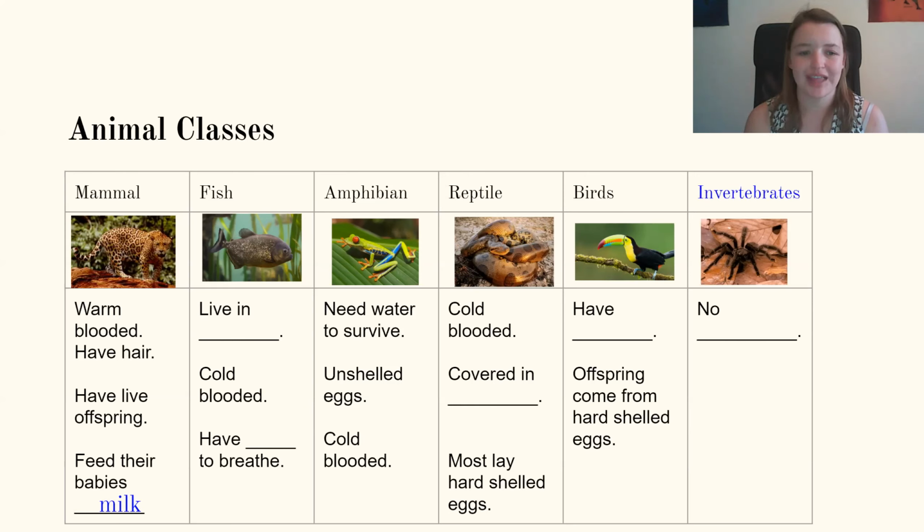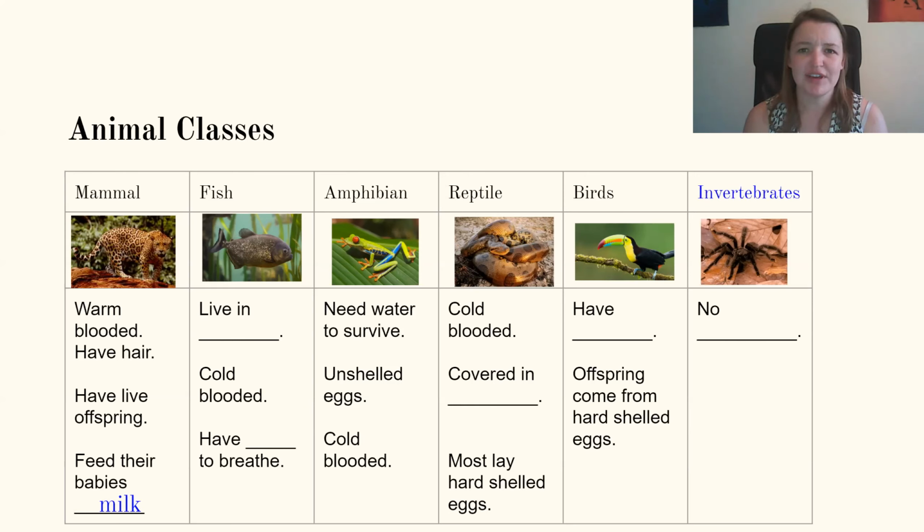Absolutely, they feed their babies milk, and that is what makes a mammal a mammal. Next we've got fish. Fish live in, I hope you said water. They're cold-blooded and what do they use to breathe? We have our lungs and when we breathe in, we fill our lungs, but how do fish breathe? Fabulous, gills. They use gills to breathe. So mammals, their main difference is that they feed their babies milk. Fish live in water and they have gills to breathe.